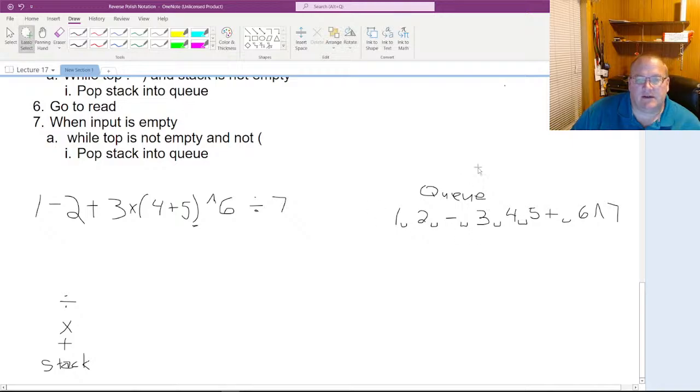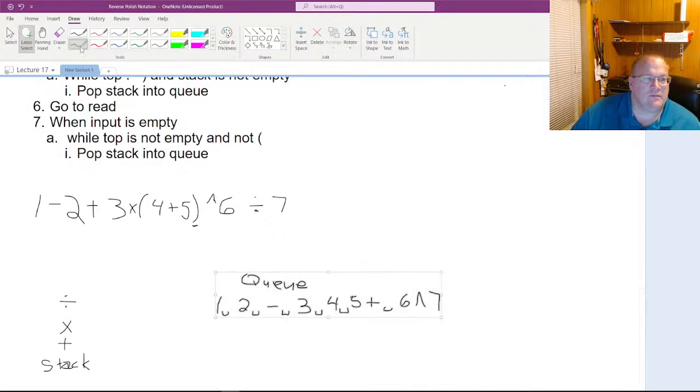And I'm going to need to grab all of this. Maybe move it a little bit over here so I have some more room. And then I'm going to put the division sign, multiplication sign, and the plus sign. All right.